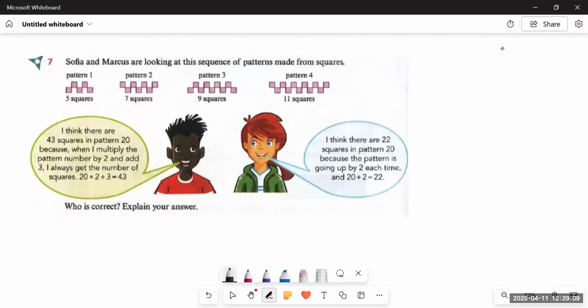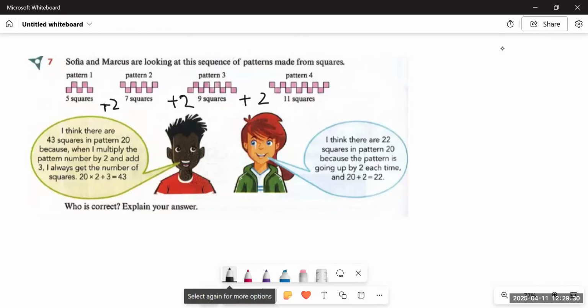In the next question, it says Sophia and Marcus are looking at this sequence of patterns made from squares. In pattern number 1, there are 5. Pattern number 2, there are 7. Every time they are adding 2. Pattern number 3, there are 9. Then 11. So every time they are adding 2 squares into the previous one.